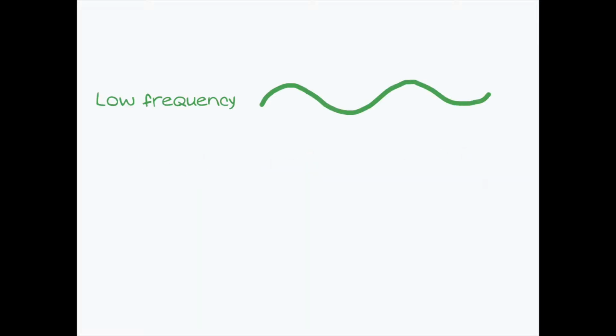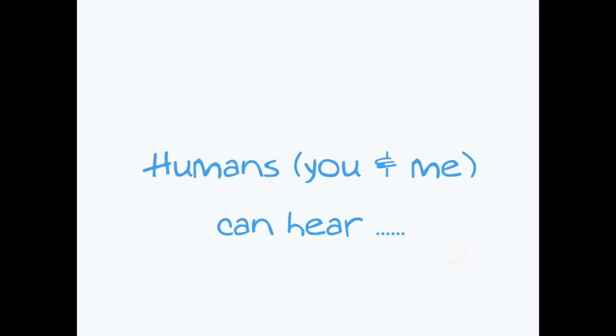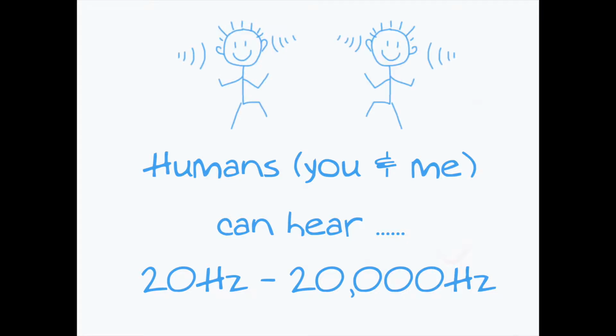Now, all sounds have different wavelengths. A wavelength is the distance from the peak of one wave to the next peak. This determines the frequency of the sound. Sounds can have a variety of frequencies, like the high frequency in blue and the low frequency in green. Frequency is measured in hertz. Humans can hear sounds ranging from 20 hertz up to 20,000 hertz, but bats can hear up to 110,000 hertz.